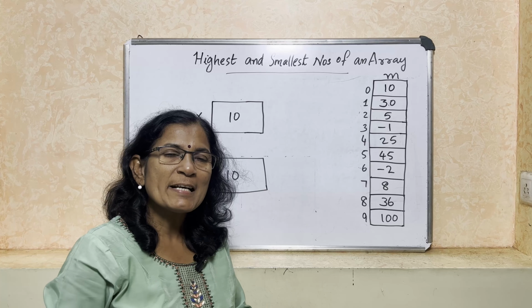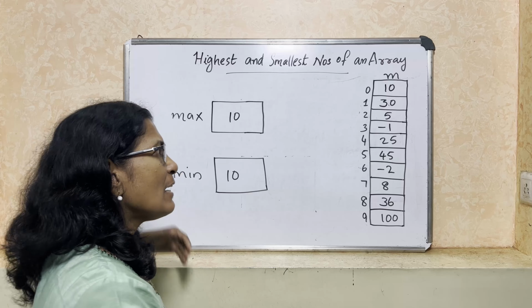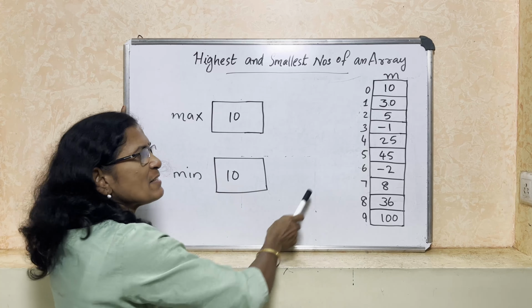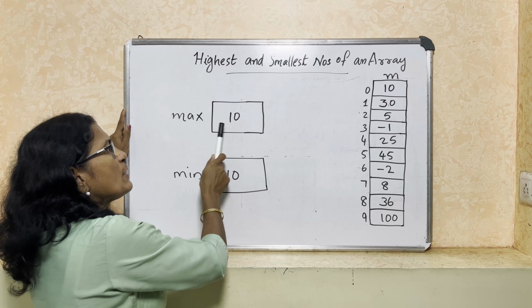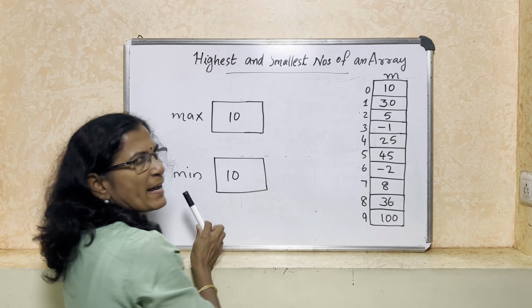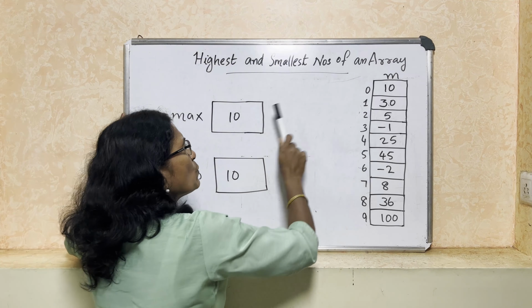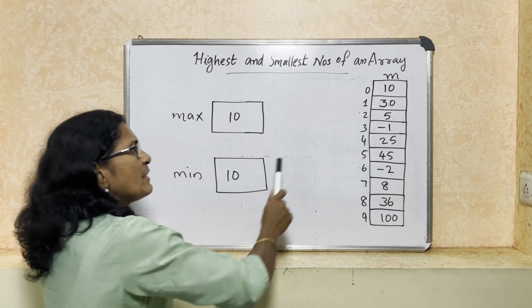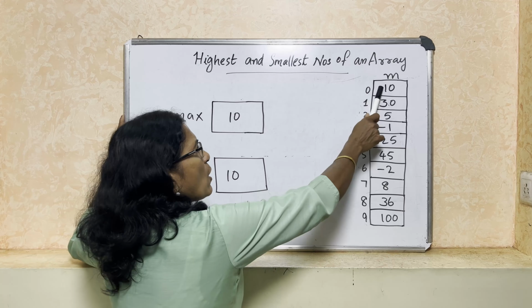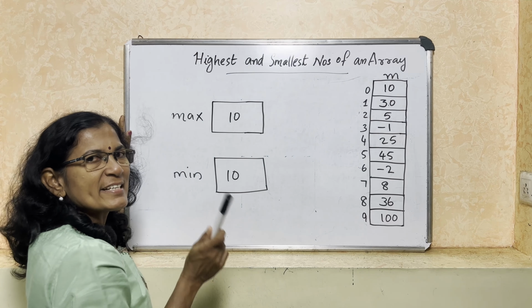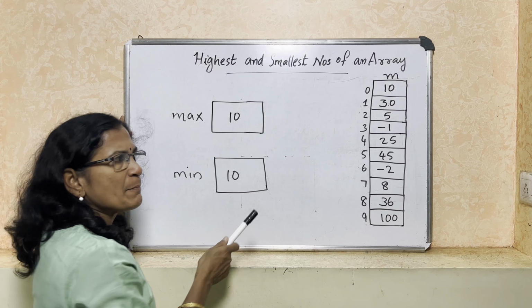Now, we are going to compare each value of the array with the values in max and min. Let's take the first value of the array. First value of the array is 10. If m of 0 is greater than the value in max, let us assign the value to max. As 10 is not greater than the value in max, we need not assign 10 to max. And again, check whether the value at index number 0 is smaller than the value in min. So 10 is not smaller than the value in min, as we have assigned the first value of the array to max and min. Now move on to the next element of the array.